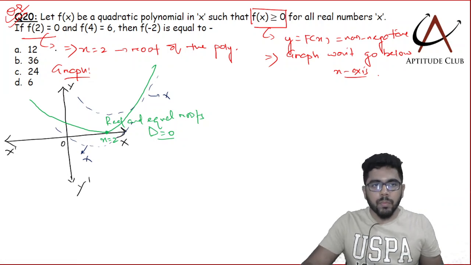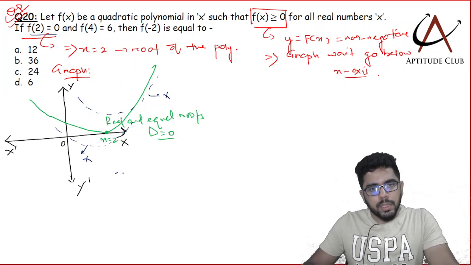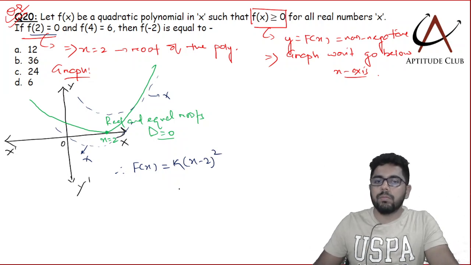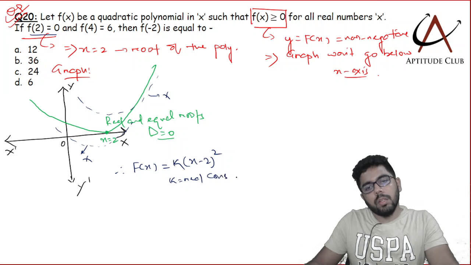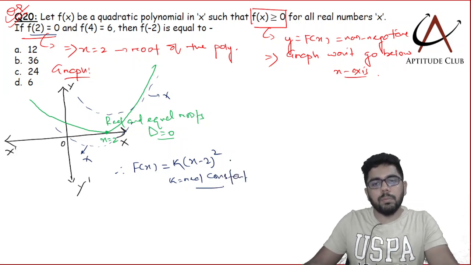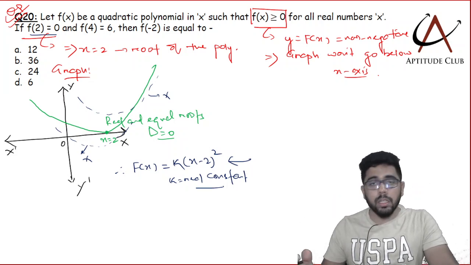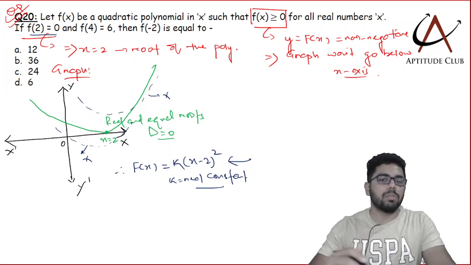Roots are real because one of the roots has already been given. So from this I can write f of x is k times (x minus 2) whole square, where k is any real constant. Because once we have the roots, we can write the polynomial in this manner. x equal to 2 is a root, so x minus 2 is a factor, and x minus 2 will have two factors because these are two equal roots.